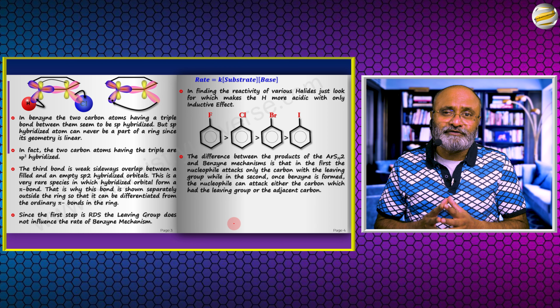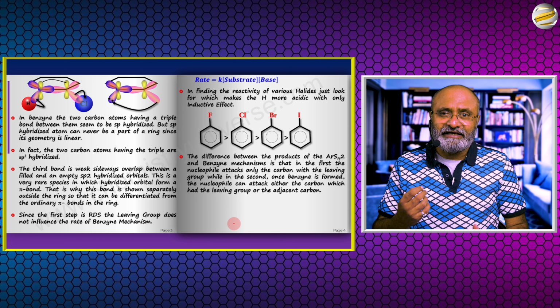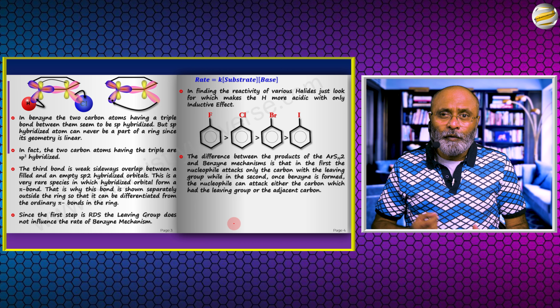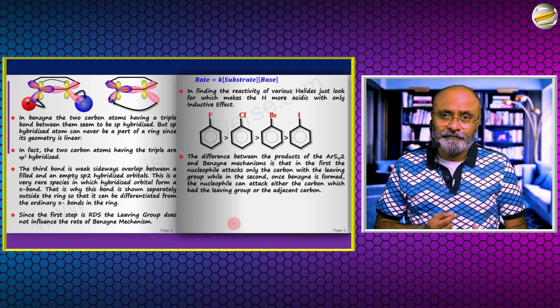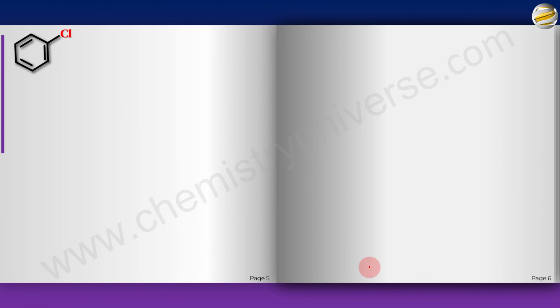But remember, the leaving group was only attached to one of them. Let's say carbon 1 had the H and carbon 2 had the leaving group. So the benzyne is formed between carbon 1 and carbon 2. But when the nucleophile attacks, on the benzyne it can either attack carbon 1 or carbon 2, which means it can attack the carbon which had the leaving group or its adjacent carbon. So if it is like this, you have chlorobenzene forming a benzyne like this. Now the nucleophile can attack either this, the original carbon having the leaving group, or its adjacent one.